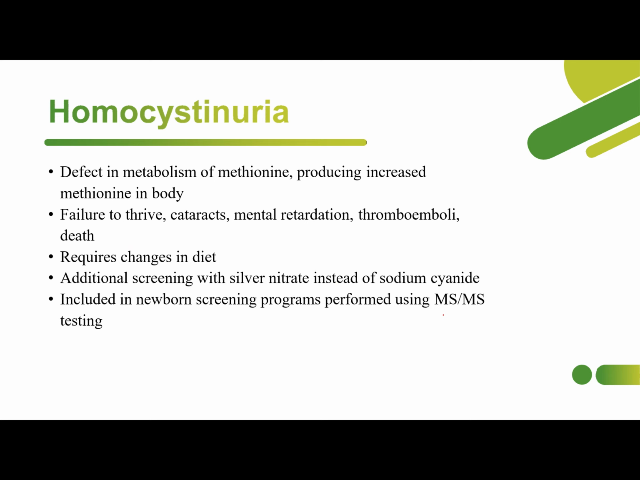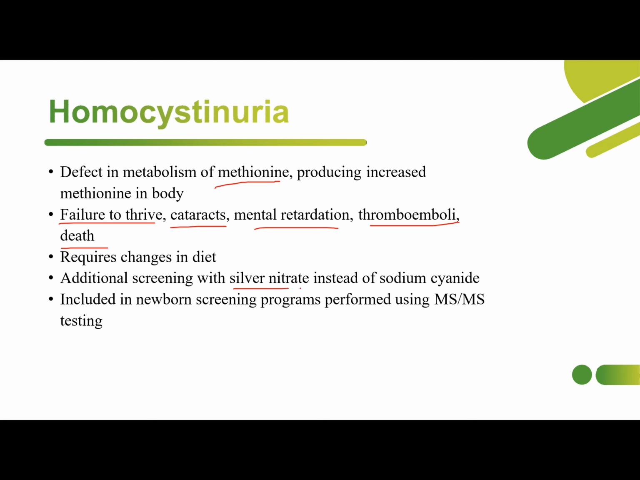Then we have homocystinuria. This is a defect in the metabolism of methionine. So there's a problem in methionine, class, producing increased methionine in the body. Failure to thrive, so the newborn would be unable to survive. There would be cataracts, mental retardation, thromboemboli, and death. It would require a change in diet.